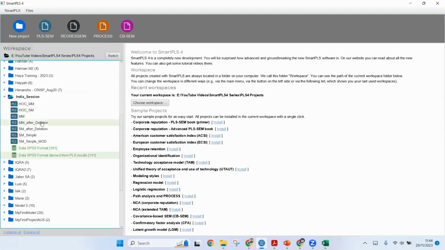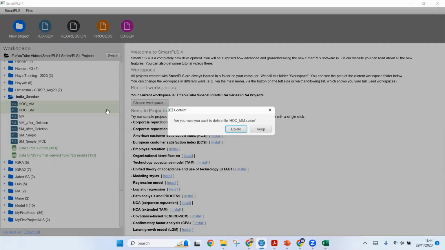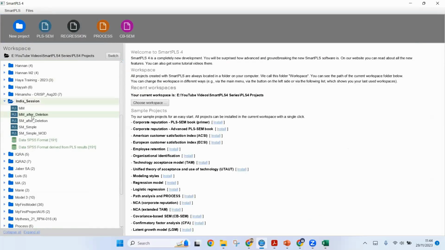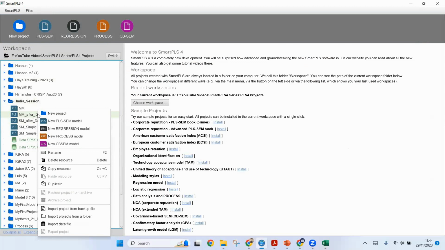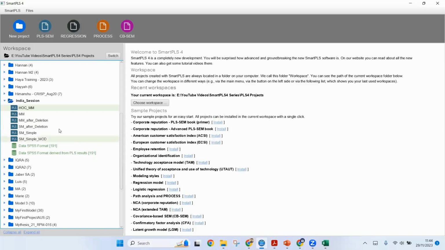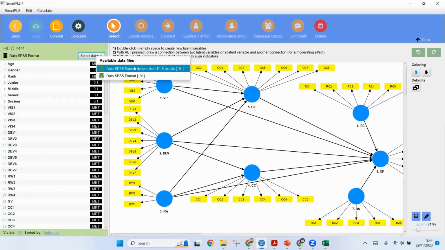I will duplicate my model, this one. Okay, let me do it so that it's repeated. Here is the model. Go back. Let's duplicate it, and let's call it higher order construct underscore measurement model, and I'll create it. Now, once I create it, the first thing is to make sure that I've got the right data set selected. And in this case, this is the data set.